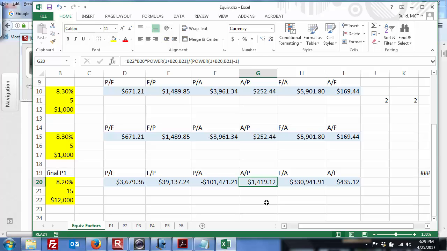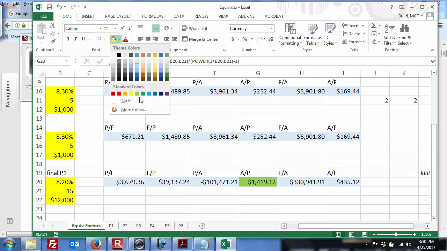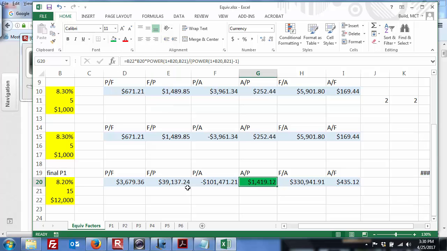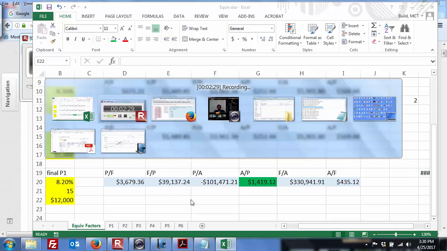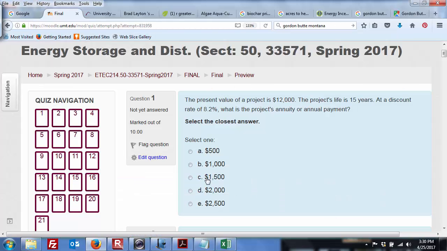So we know it's the annuity. We know it's some fraction. You know, it's approximately 1/15 of 12. It's a little more because of the interest rate, but let's go with that. Okay, so 1419, closest value, there it is.